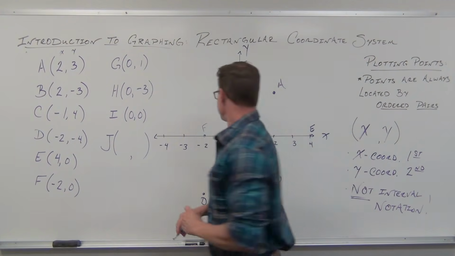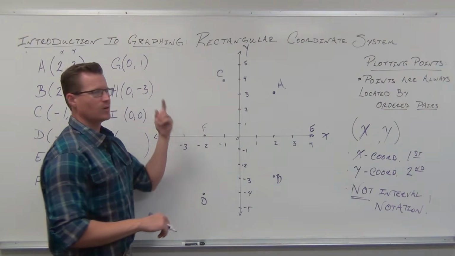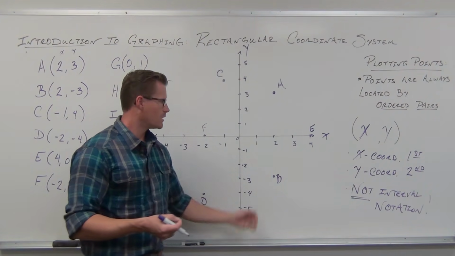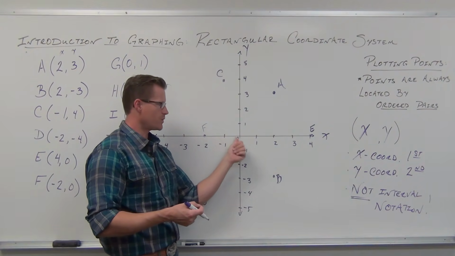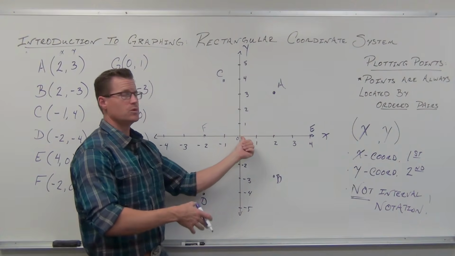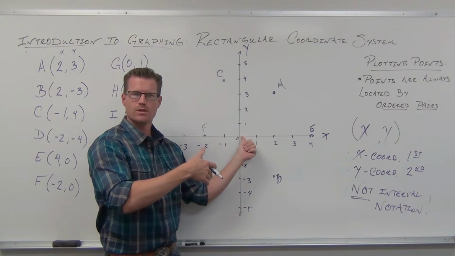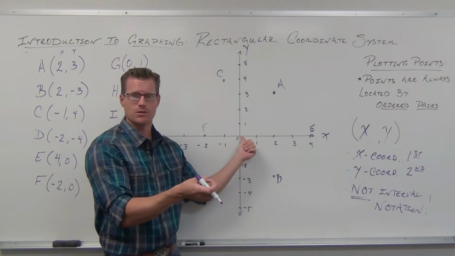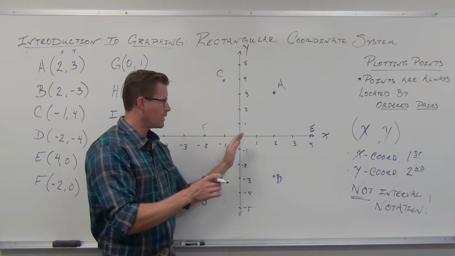G says, well, we have an x coordinate of 0. So I don't want to move positive. I don't want to move negative. I want to stay right here at x equals 0. But then I want to move, well, where? What's the other coordinate we're relating it to? I want an x value of 0.